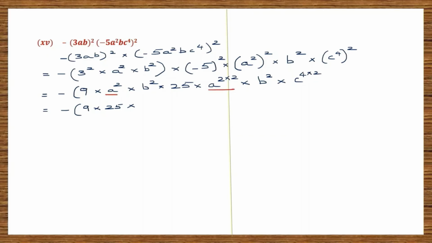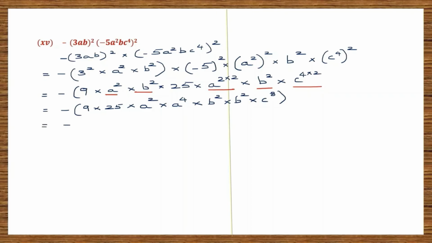So that will be a to the power of 2 into a to the power of 2 into 2, which is 4. Now let's get all the b's together. We have here and here. So that will be into b to the power of 2 into b to the power of 2. Now let's get all the c's together. We have only this here. So let's write that into c to the power of 4 2s are 8. Okay. Now let's work out all these.